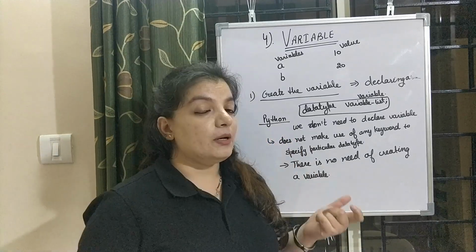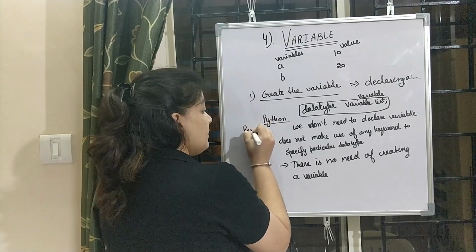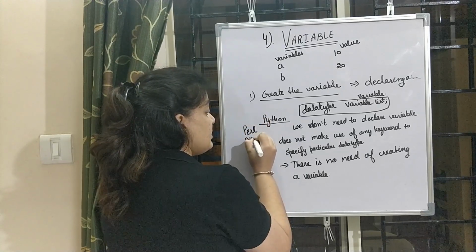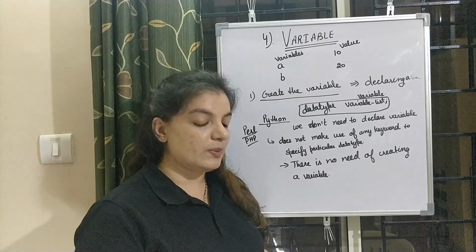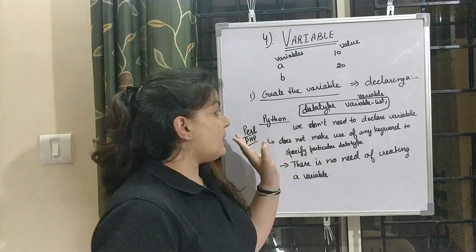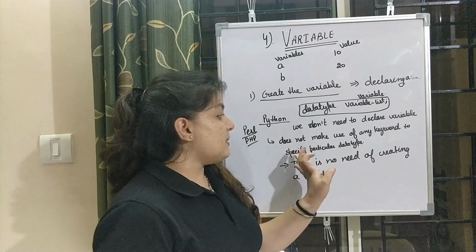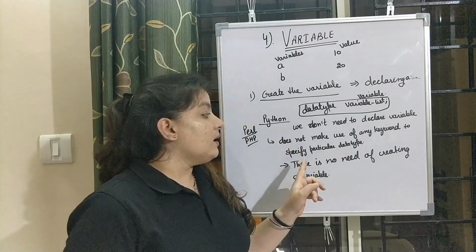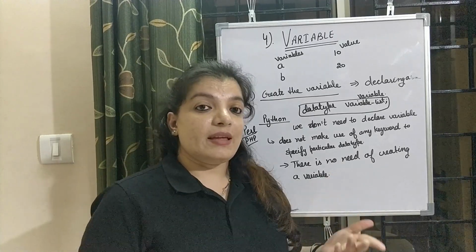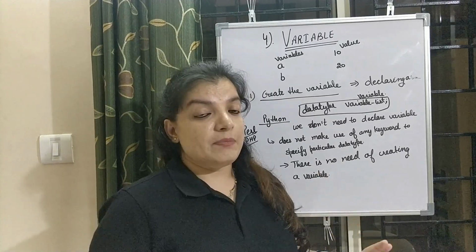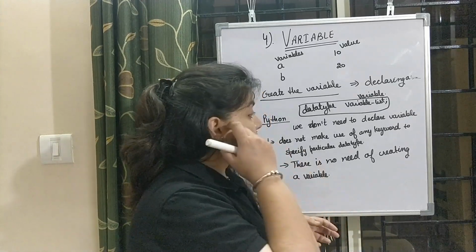If we are using two variables of the same data type, these variables must be separated with a comma. And in Python, Perl, PHP, which are interpreted languages, and many other interpreted programming languages, we are not using any keywords to specify a particular data type, so there is no need of creating a variable. We can use a variable of any type, like long, integer, character.